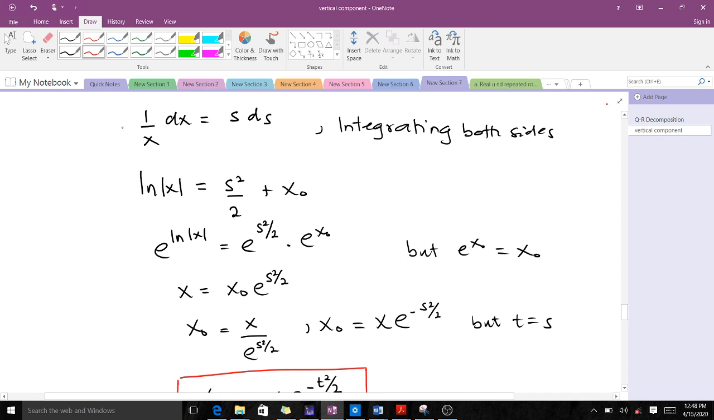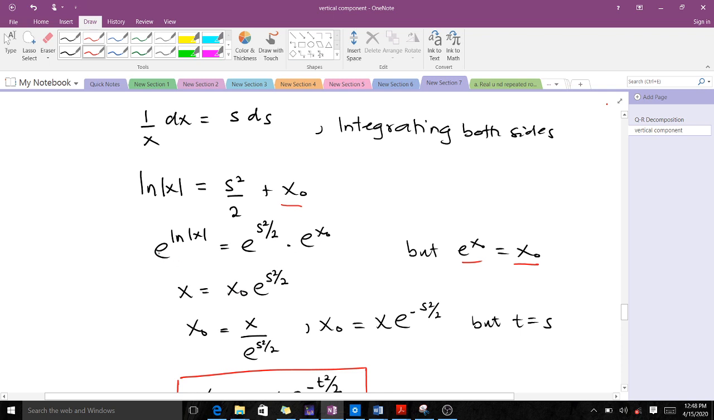You realize that when you divide through by x, we get 1 over x dx/ds will be equal to s. When integrating both sides, we know 1 over x, when we integrate it, we get ln x. This will give us s squared over 2 plus a certain arbitrary constant which we are calling x naught. So when you find the exponent on both sides, you get e to the ln x, then e to the power s squared over 2, then times e to the x naught. But since x naught is an arbitrary constant, e to the x naught is the same as x naught. So we still have our x naught here.